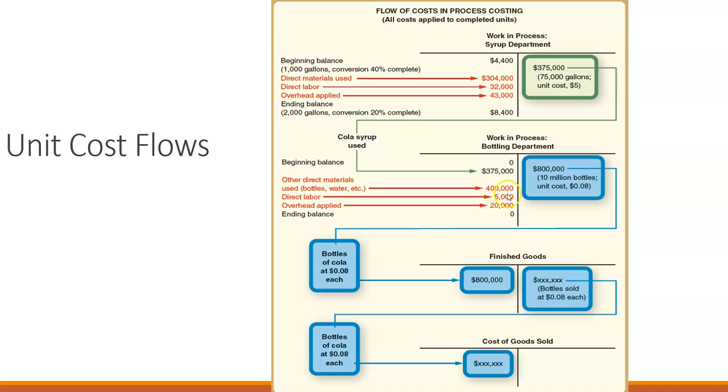The bottling department then adds their own costs, $400,000 in direct materials, $5,000 in direct labor, and $20,000 in overhead. Their total cost tells how many bottles of cola we made and what the unit cost is. Those finished bottles get transferred to finished goods.